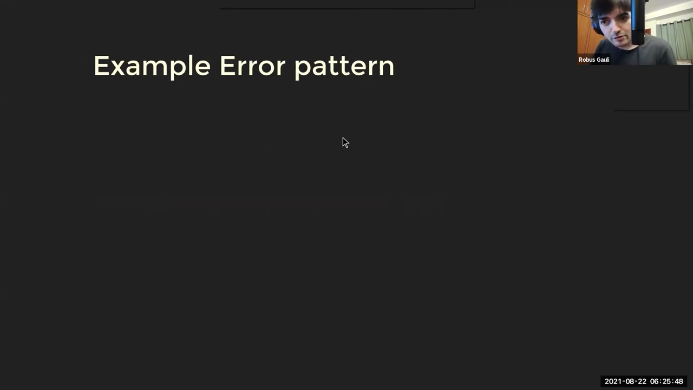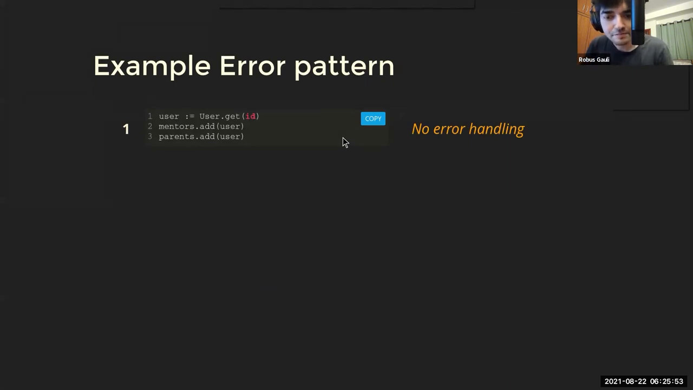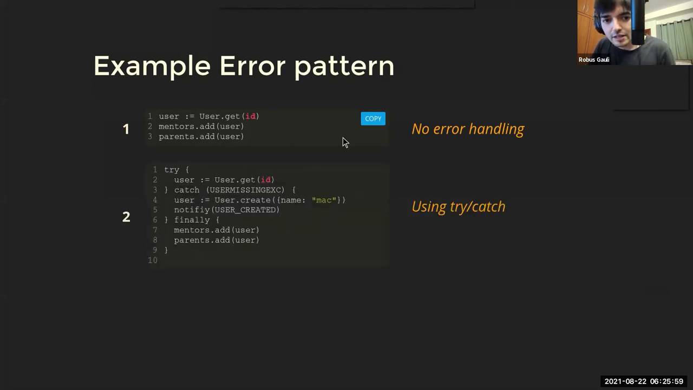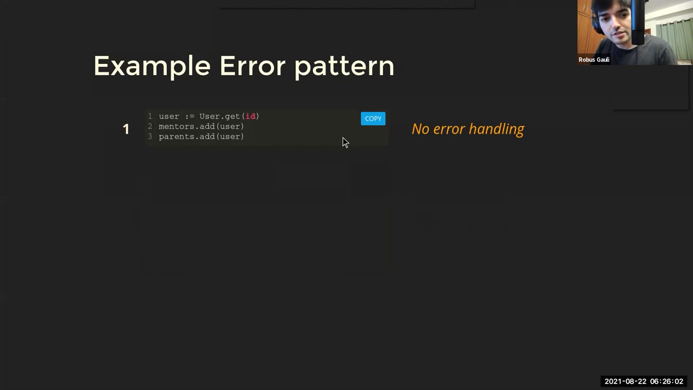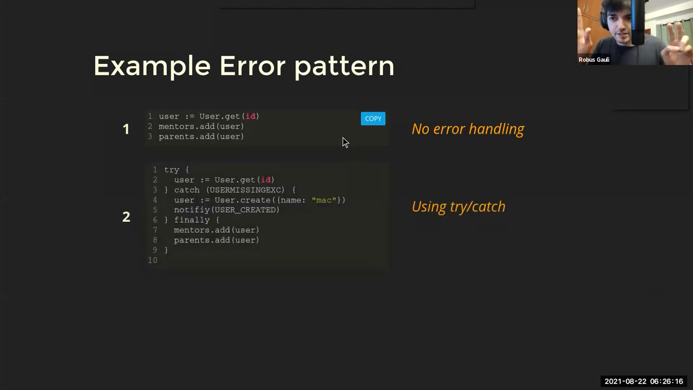So let's look at the error pattern first. What do I mean by error just being a value? There's a first example, which is an example of no error handling at all. Let's say you want to get a user. If you get a user, you return a user payload. And once you do that, you add that to the list of mentors or the list of parents, right? The second one is, if you are a good coder, or a coder maintaining standards in the project, you will use a try-catch, obviously.